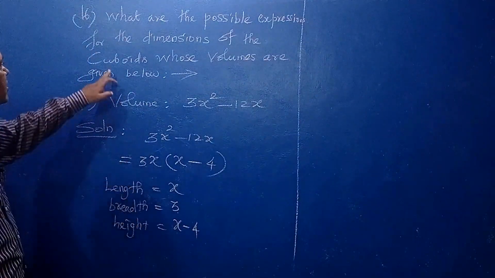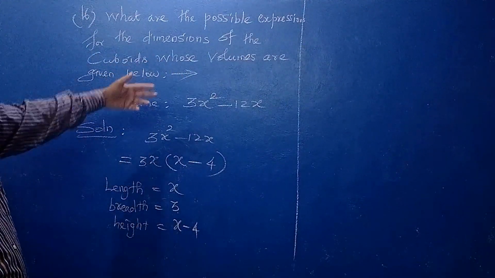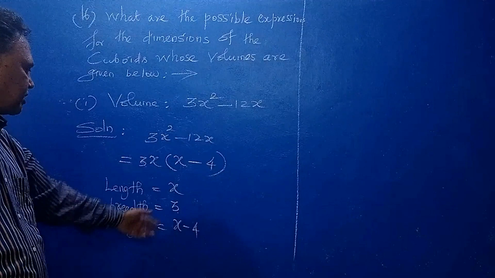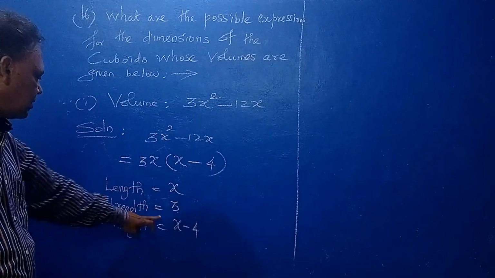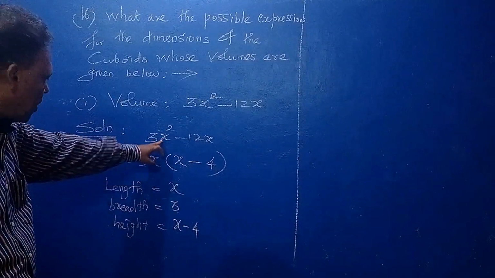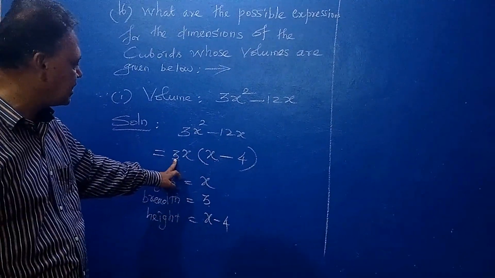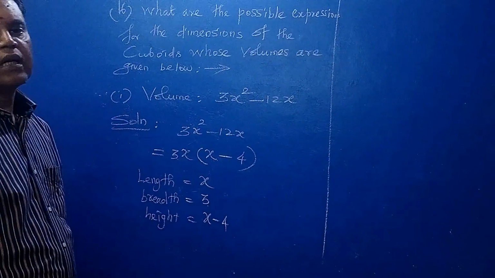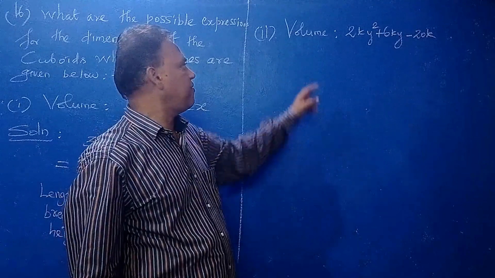So in the problem they ask you for the dimensions of the cuboid. So these are the dimensions: length, breadth, and height. So like this, you have to make it into three factors. One is length, one is breadth, another one is height. Same way you have to do.